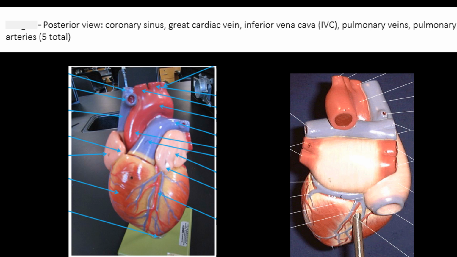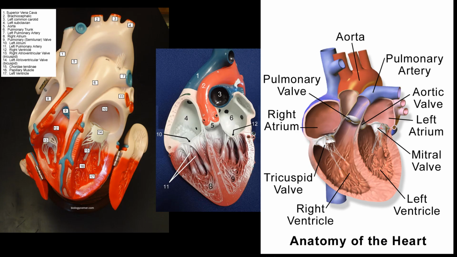For the posterior view, I would like for you to take a picture and then label the coronary sinus, the great cardiac vein, the inferior vena cava, the pulmonary veins, and pulmonary arteries. That's a total of 5 structures on the posterior aspect of the heart.